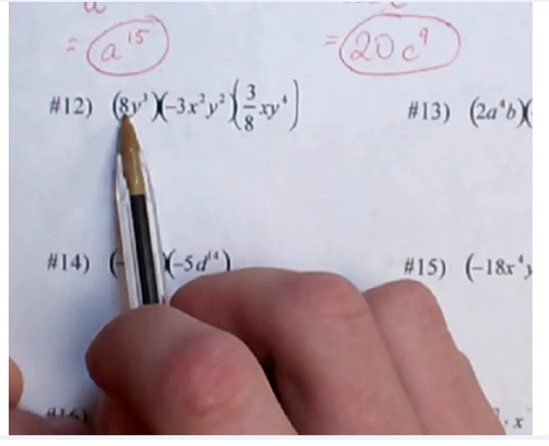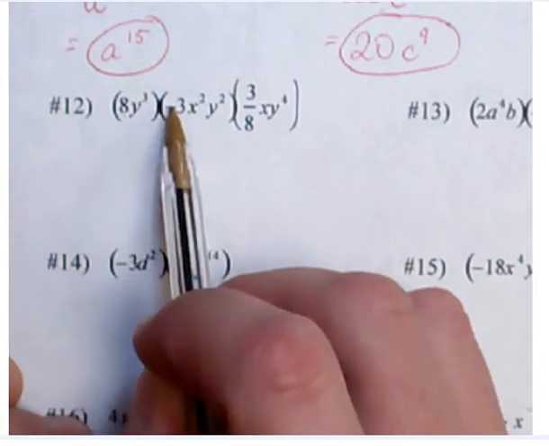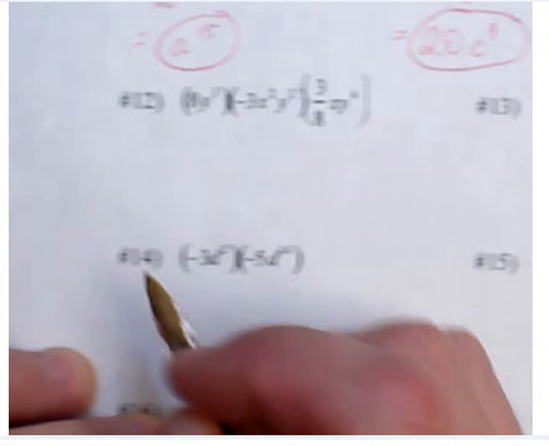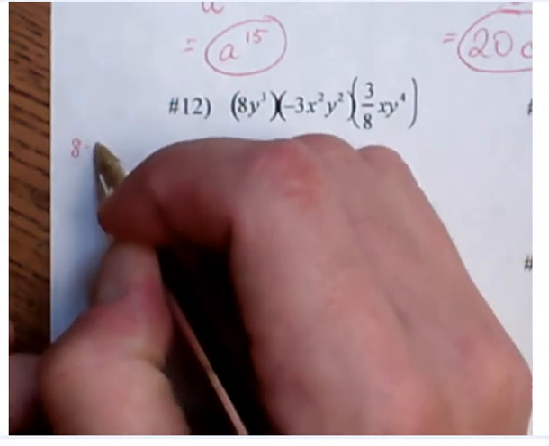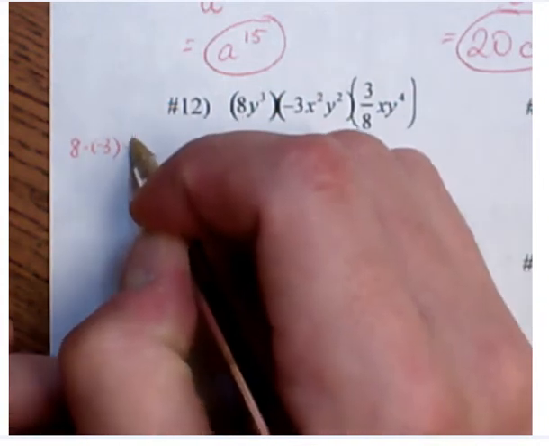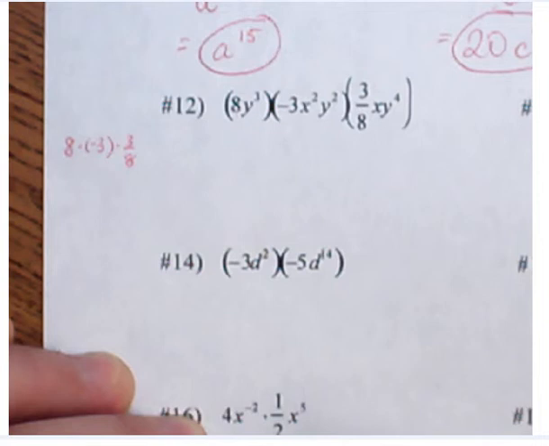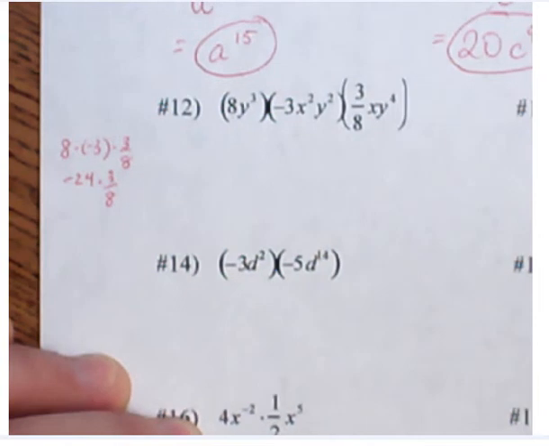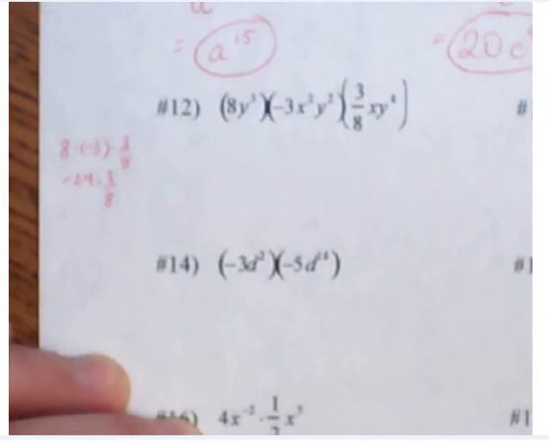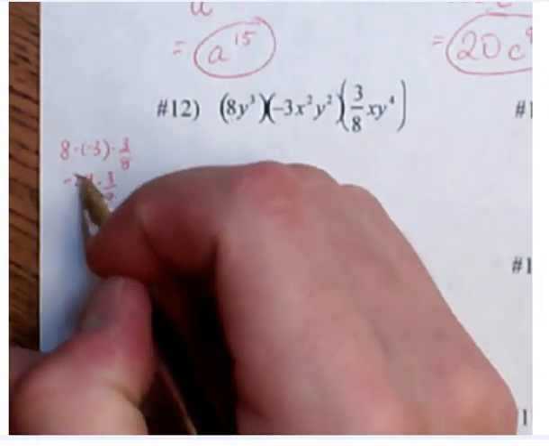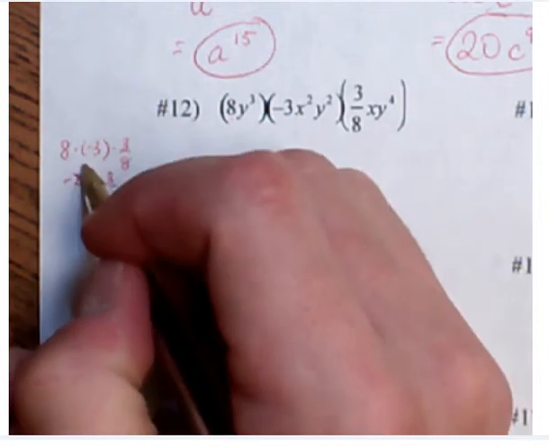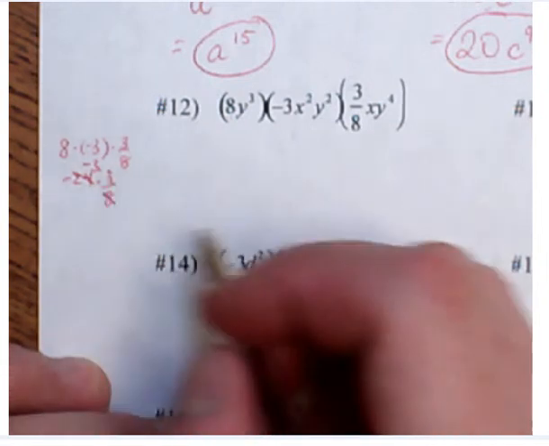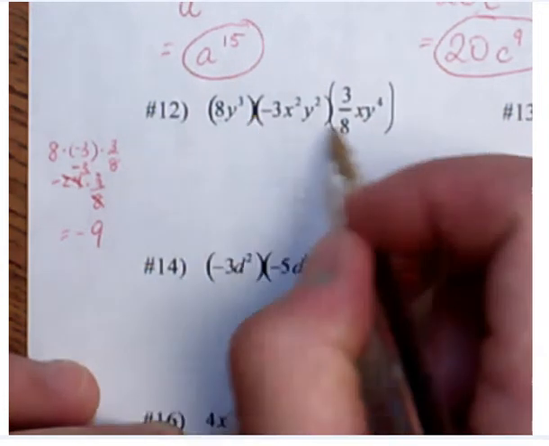first thing, let's take care of the coefficients. 8 times negative 3 times 3 over 8. Now on the side here, I can do this. 8 times negative 3 times 3 over 8. You can use a calculator as well. You get negative 24, times 3 over 8. Now we can reduce this. Negative 24 divided by 8 is negative 3, and negative 3 times 3 is negative 9. So we multiply this, we get negative 9.